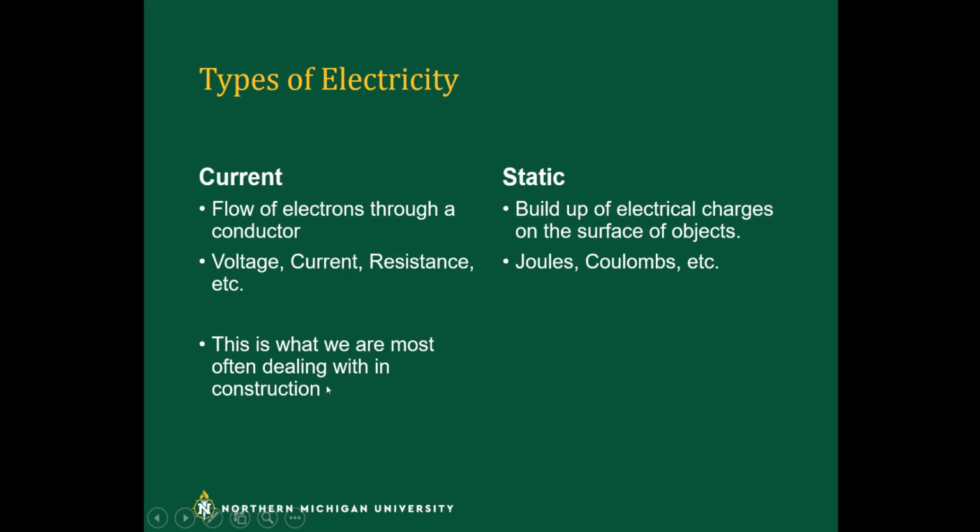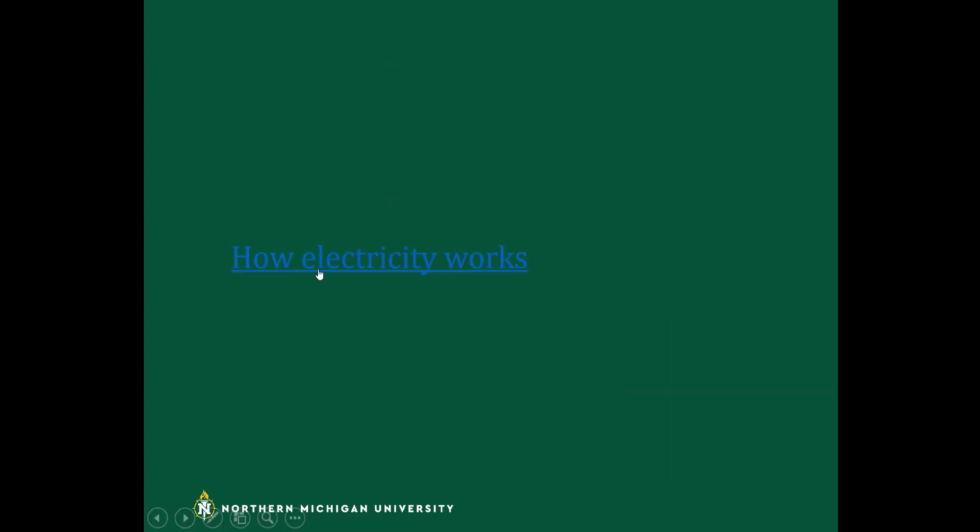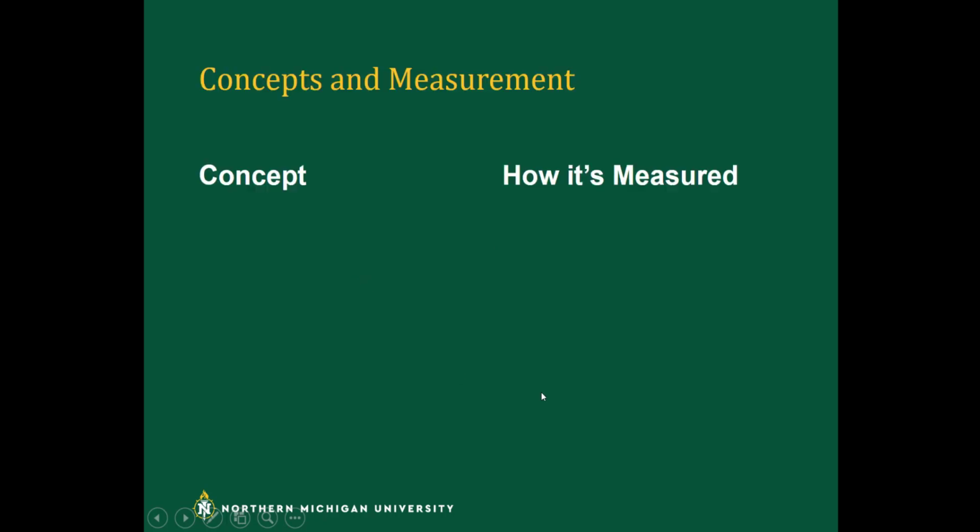Most often, like I said, what we deal with in construction is current electricity as opposed to static, but there is friction, there's motion, there's stuff taking place, so your building does have to account for that. It's just something more for electrical engineers to understand and deal with. Quick slide or a quick video here. I'll let you guys look through that with the slideshow, explaining how electricity works.